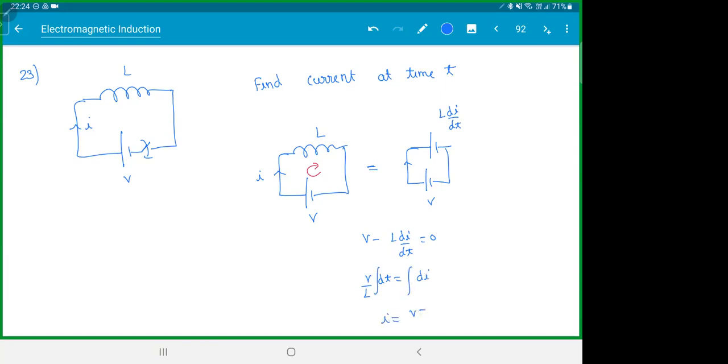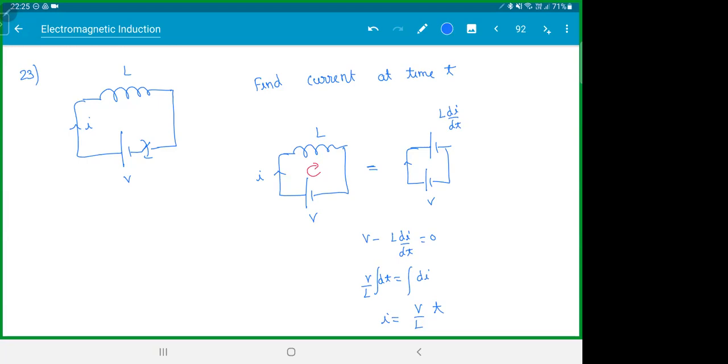I is equal to Vt by L. The current will keep on increasing forever. Straightforward. The current will never stop. It will just keep on increasing. Clear? Let's do something better. This is an easy one. All got this.